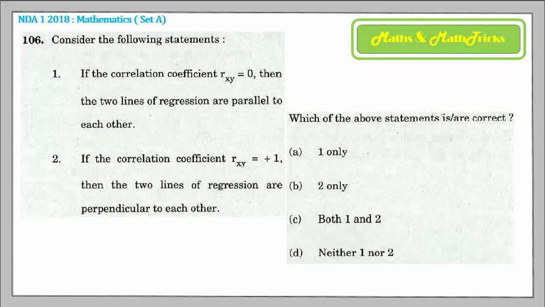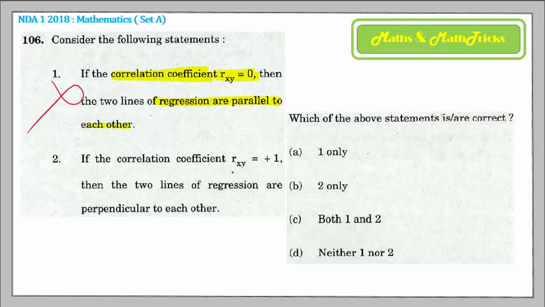Here this is a theory question. You can see they talked about the correlation coefficient. If you have gone through the theory part of this regression analysis, you clearly know that whenever rxy, the correlation coefficient, would be 0, there will be no relation between the two lines, and the two lines are actually said to be perpendicular hence. But here they are saying that the lines are parallel, which makes the statement incorrect.